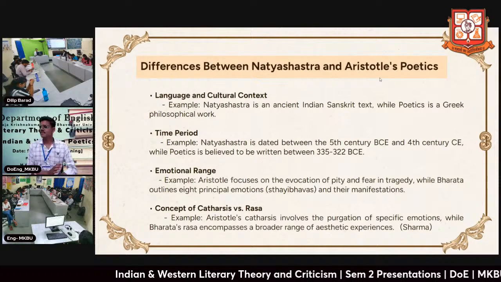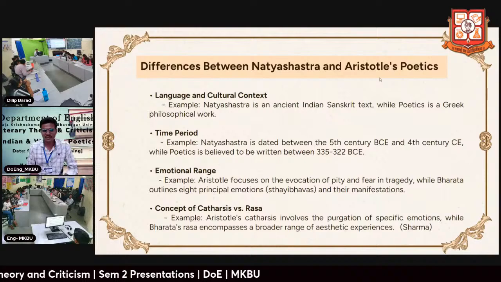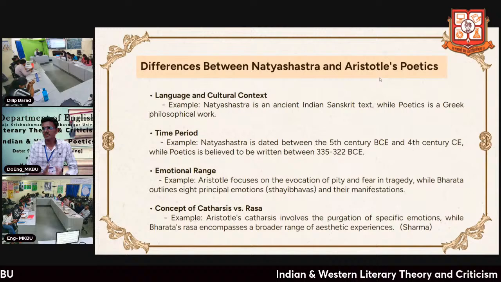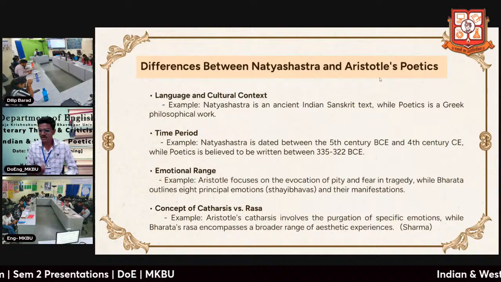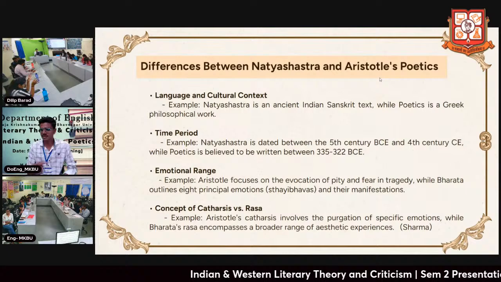Now the differences, what types of differences we find between Bharata's Natyashastra and Aristotle's Poetics. The language and cultural context: Aristotle belongs to the Greek, and the Natyashastra is written in Sanskrit, in the Indian context. Time period: we find the Natyashastra dated between 5th century BC and 4th century CE, in between that period, not a particular time, while the Poetics is believed to be written between 335 and 322 BC.